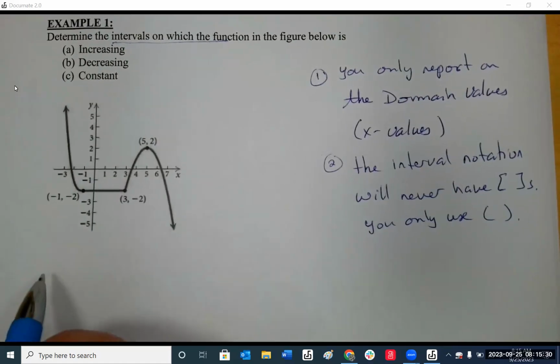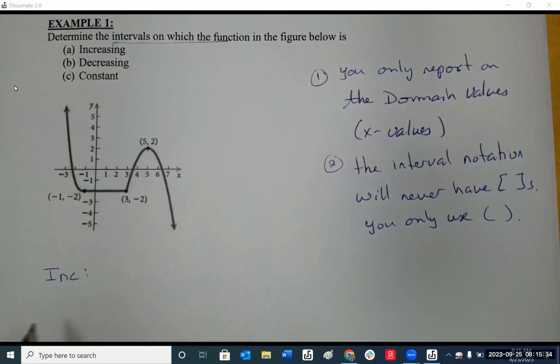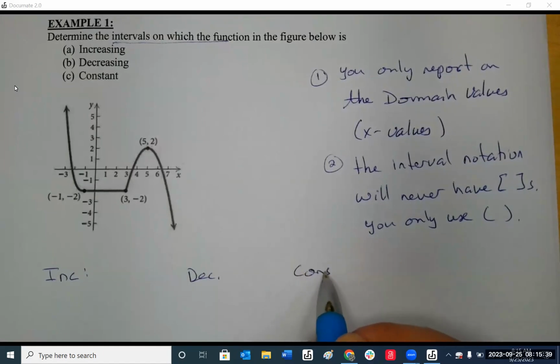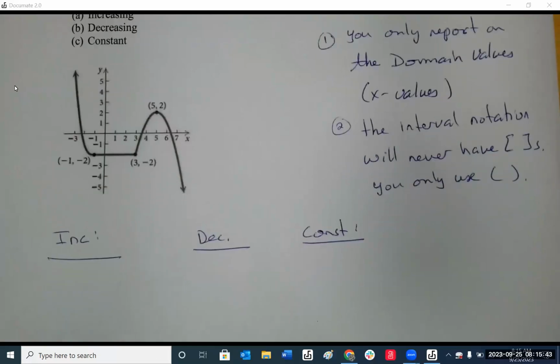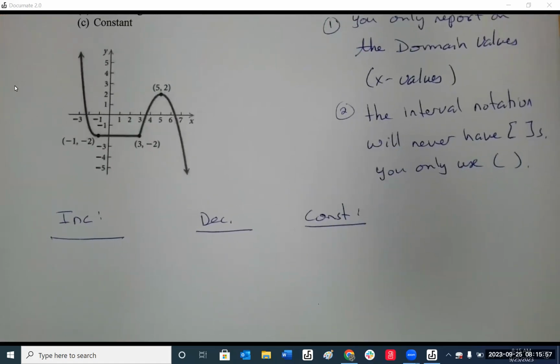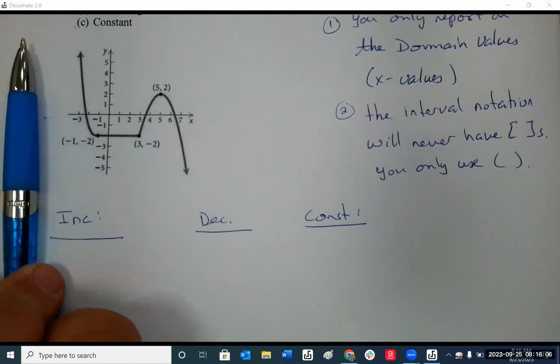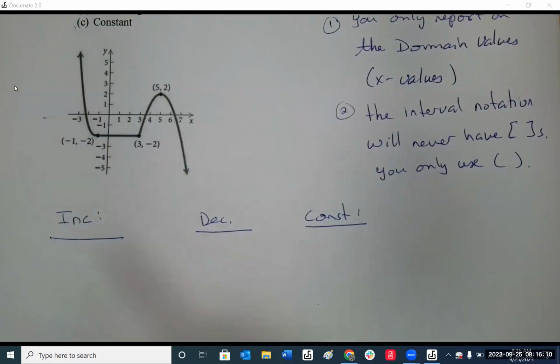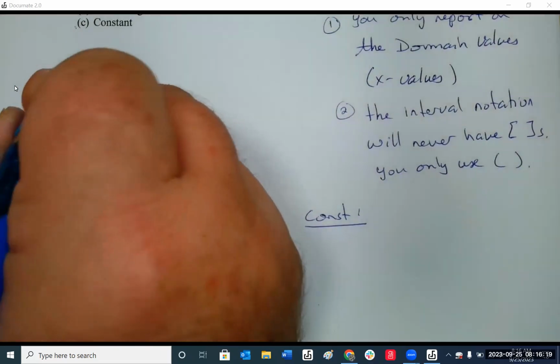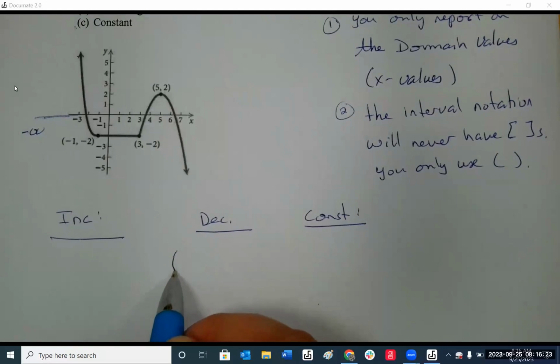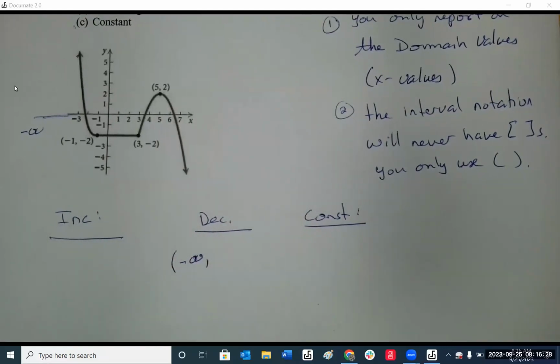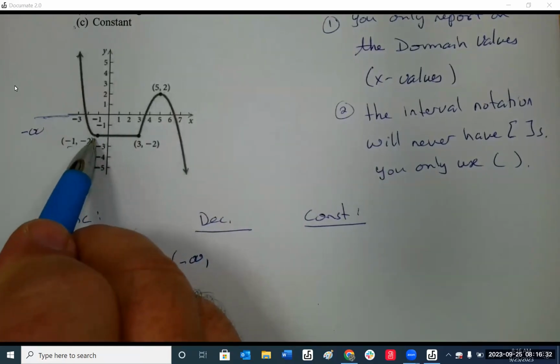So looking at this, let's figure out where it's increasing, where it's decreasing, and where it's constant. So starting from left, going to the right, let's look at an answer. What's the first segment of the graph doing? Yeah, the first segment of the graph is on this side. It's going down. How do we know it's decreasing? Because as our x is increasing, the graph is going down. So it starts off from where? Because the line has an arrow, it starts off at negative infinity. So it's decreasing from negative infinity to where does it stop decreasing? -1. That's where it stops decreasing.